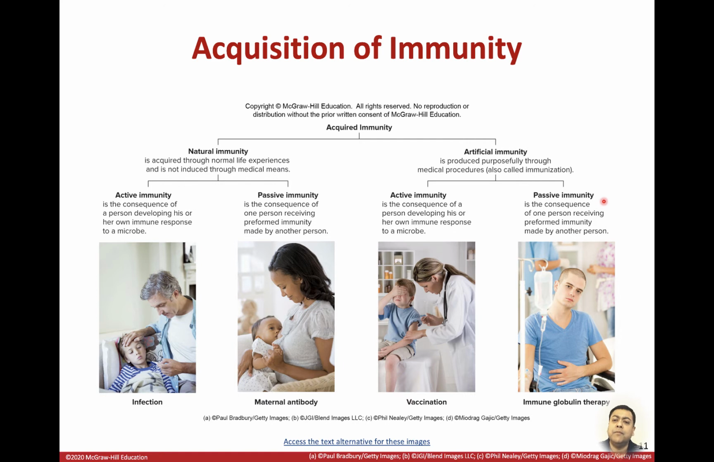The next is the passive immunity, which is the consequence when a person receives preformed immunity made by another person. Immunoglobulin therapy is a very standard therapy in cancer. Many cancer patients or cancerous cells will produce a very specific type of protein on their cells which is not natural. That means that your cancer cells have a specific type of antigens which are not present in other types of your cells. And there are many specific types of antibodies. Usually these are monoclonal antibodies, very specific to that type of cancer.